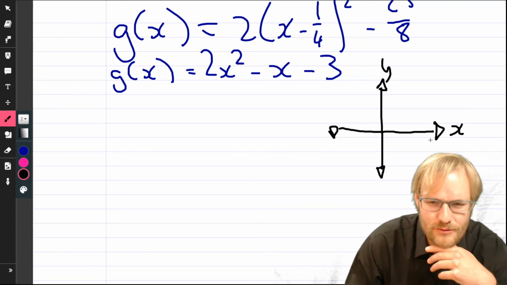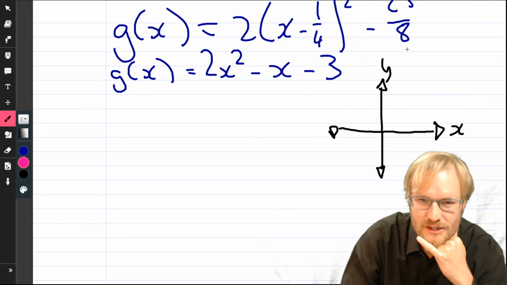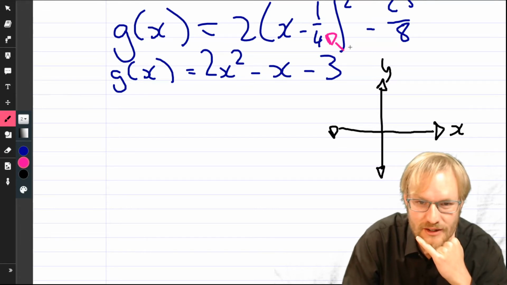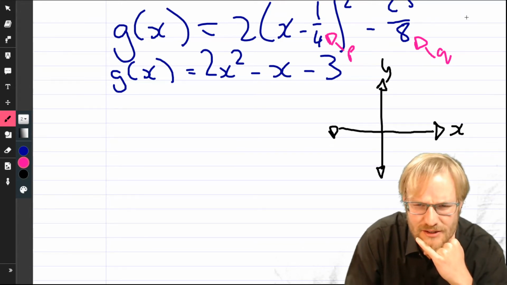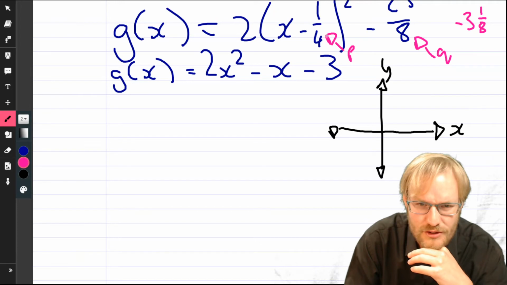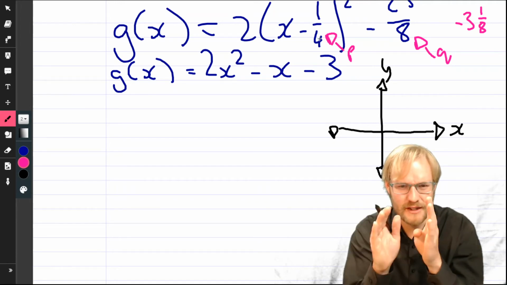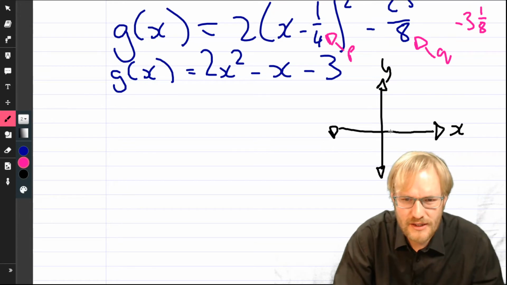Okay, so we're given this. We know that the turning point is pretty much given to us here. There's our p value. There's our q value. So it's a quarter and negative 25 over 8. That is the same as negative 3 and an eighth, just so we have an idea of where it is. So it's a positive quarter. Remember, it looks like it's a negative, but it hasn't actually moved left, it's moved right. So it's here and it's negative.